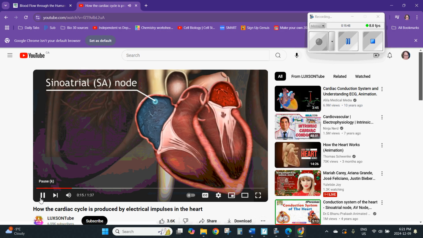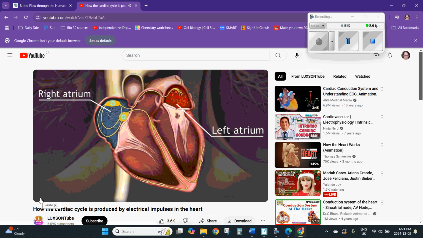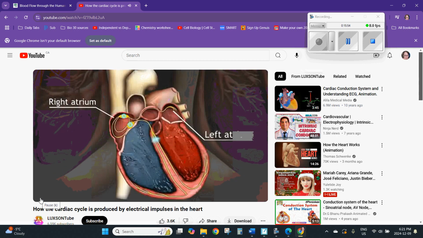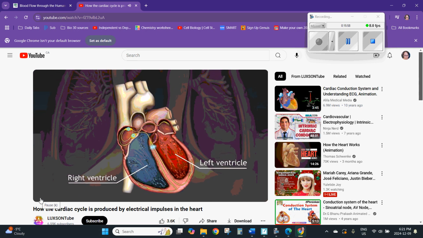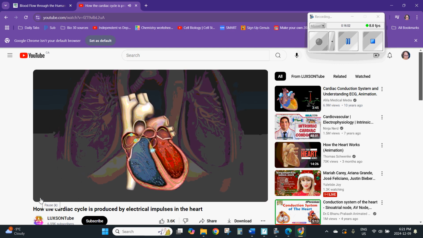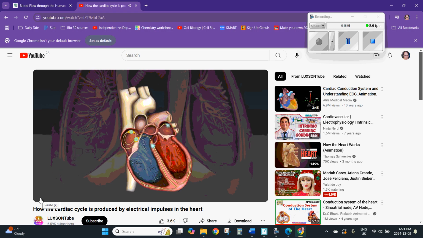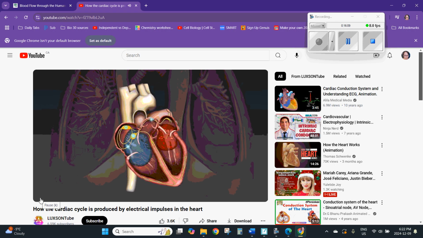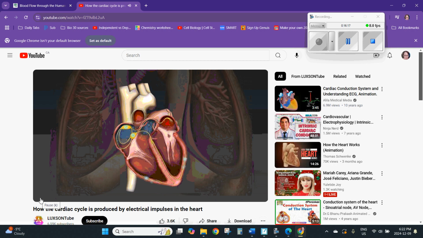The electrical impulse travels along specialized conducting fibers in the walls of the atria, stimulating the atria to contract and pump blood into the ventricles. In the normal heart, impulse travels very rapidly. As a result, all the muscle cells in the atria contract together, producing a coordinated pumping action. The impulse also travels across the right atrium through the atrioventricular node, where it is delayed slightly, to allow the ventricles to relax and fill with blood before they contract.